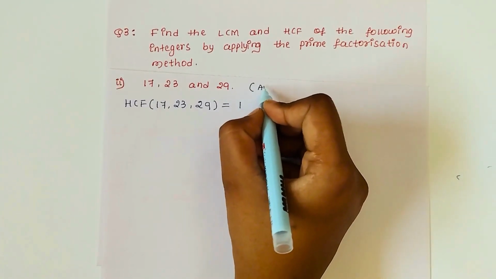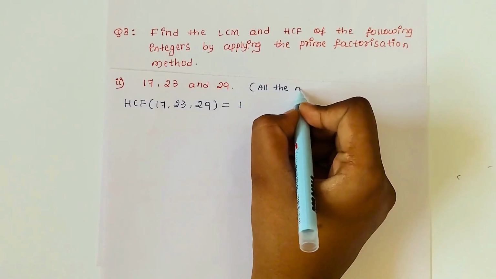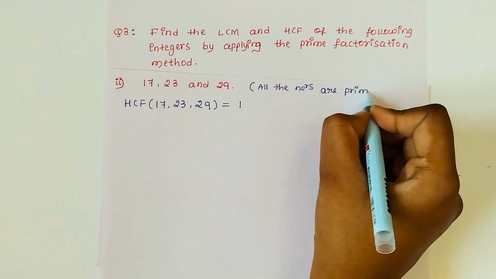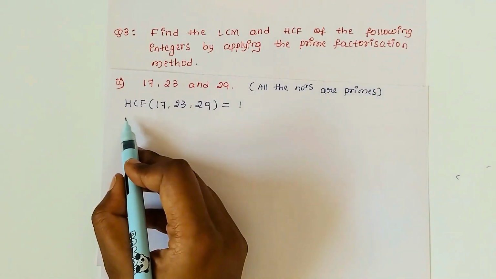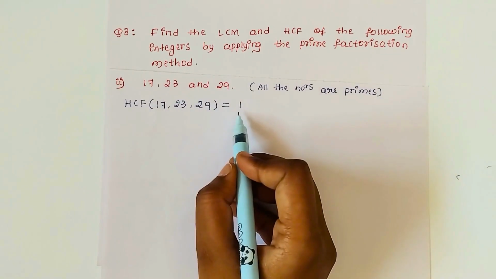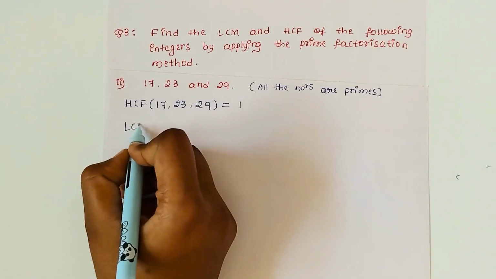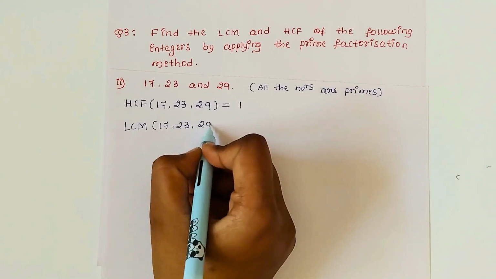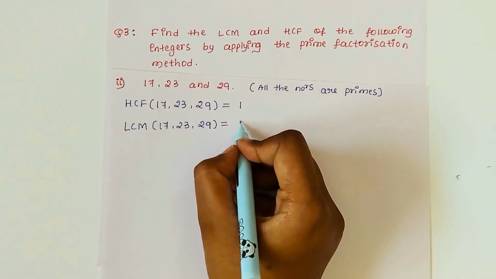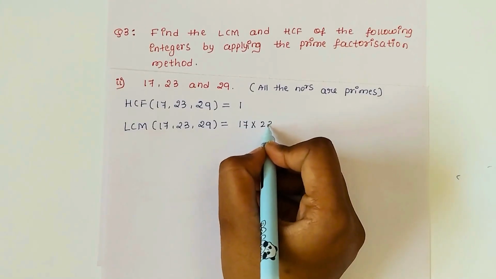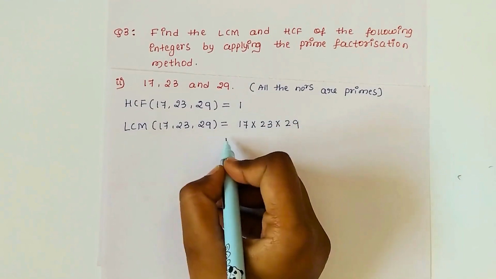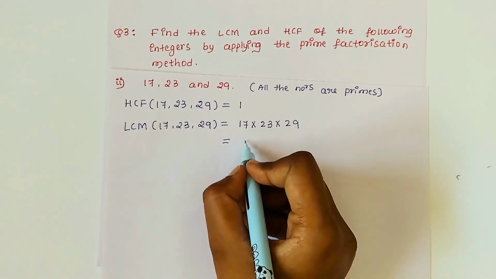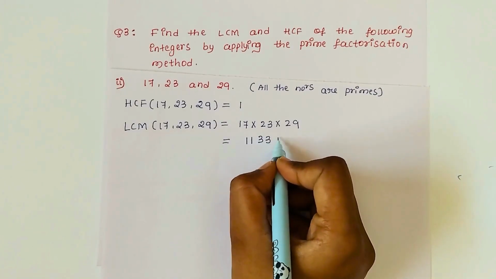Why? Because all the numbers are primes. Okay, always the HCF of prime numbers is equal to 1. And what about the LCM? LCM of the given prime numbers is equal to the product of the given primes. If I multiply all these numbers, I'll get 11,339.